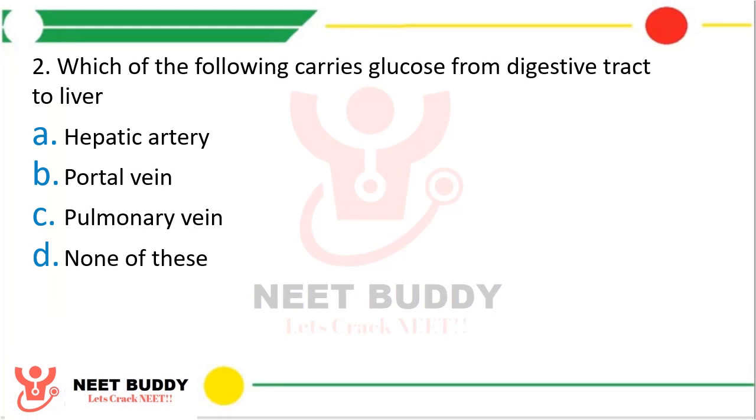Question number 2. Which of the following carries glucose from digestive tract to liver? Option A, hepatic artery. Option B, portal vein. Option C, pulmonary vein. Or option D, none of these. Glucose from digestive tract to liver is carried by which of the following vessels? The correct answer is option B, that is portal vein.